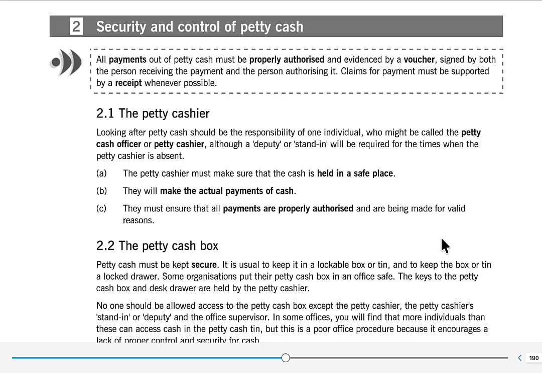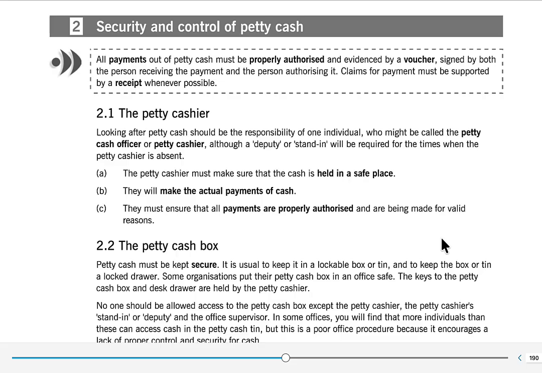Controlling petty cash with regular checking. Even with vouchers and receipts, we still need checking. The company should regularly count the cash in the box, and the company should compare it with the records. This is how we confirm everything is correct. So you check 3 things. Cash in the box, vouchers for payments made, total of payments recorded. These checks help you find mistakes quickly. They also discourage theft because people know the cash will be counted.